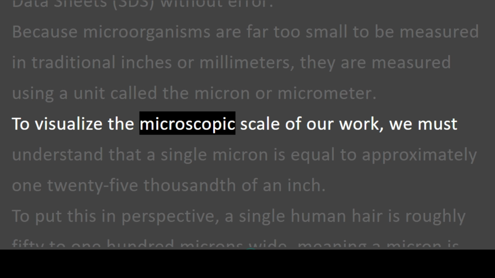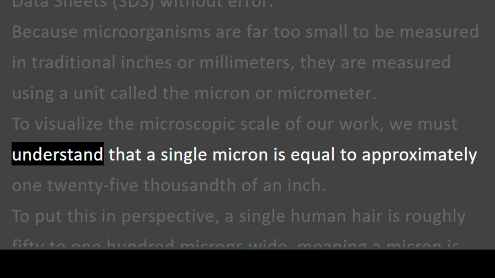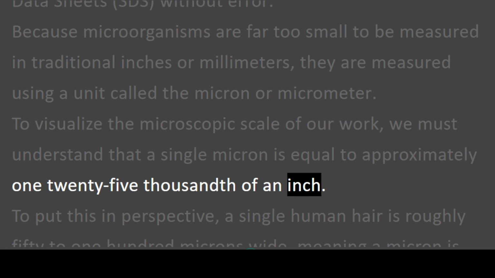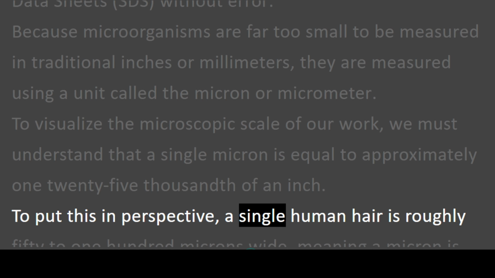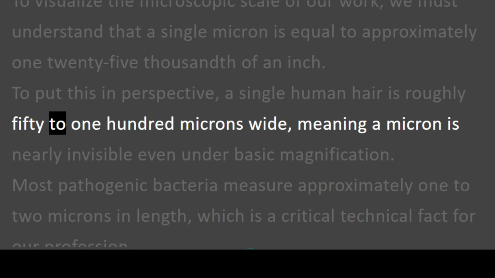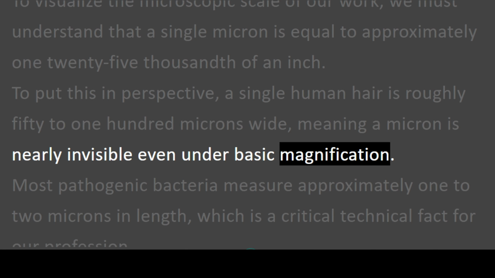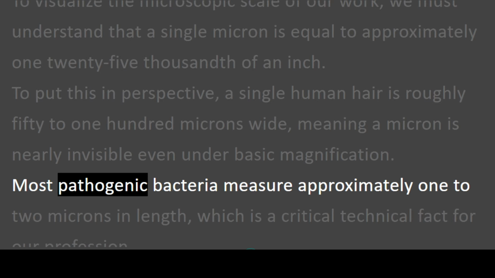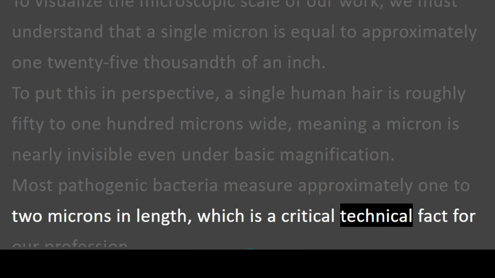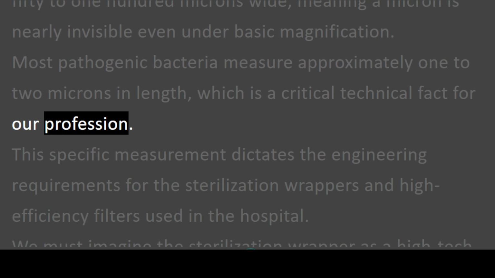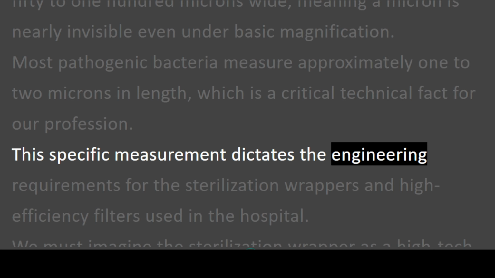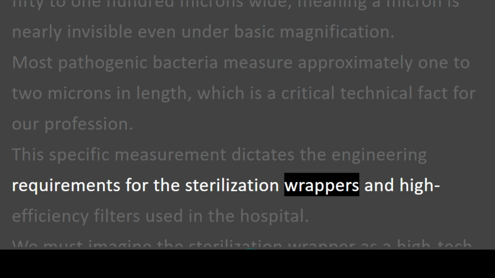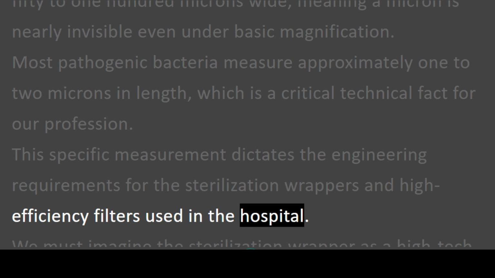To visualize the microscopic scale of our work, we must understand that a single micron is equal to approximately 1/25,000th of an inch. To put this in perspective, a single human hair is roughly 50 to 100 microns wide, meaning a micron is nearly invisible even under basic magnification. Most pathogenic bacteria measure approximately 1 to 2 microns in length, which is a critical technical fact for our profession. This specific measurement dictates the engineering requirements for the sterilization wrappers and high-efficiency filters used in the hospital.